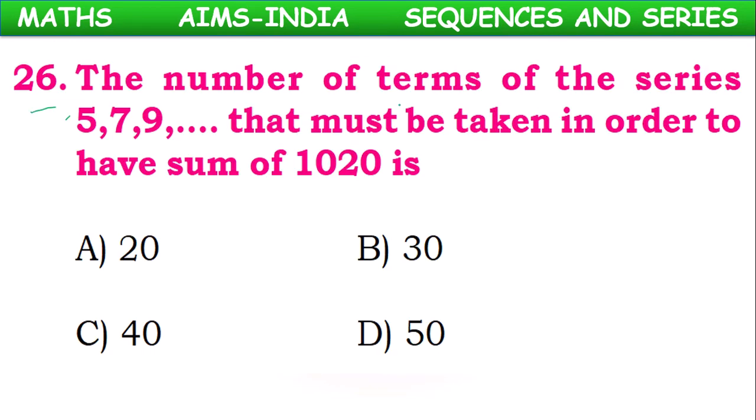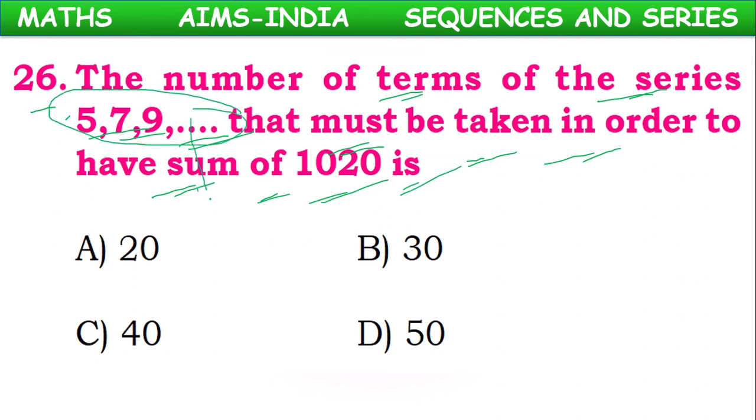Next one. The number of terms of the series 5, 7, 9 and so on that must be taken in order to have sum of 1020 is. For this sequence, if we take how many terms, the sum will be equal to 1020. That we have to find.